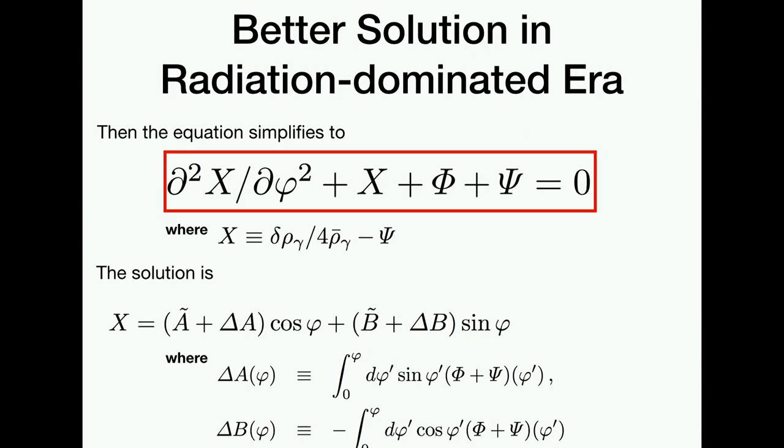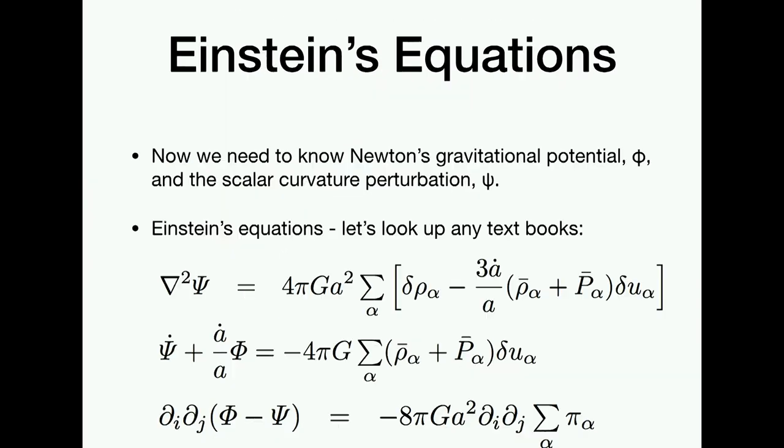Now, in order to get phi and psi, we need to relate these things to perturbations of the density. Now we have to ask Einstein to help us. Einstein's equations look like that. And remember that the Poisson equation in the Newtonian limit didn't have this term. Why? Because in Newtonian gravity, momentum does not contribute to gravity. But in general relativity, it does. Momentum also contributes to the gravitational potential. That's why you have this correction. And you have all the other things.